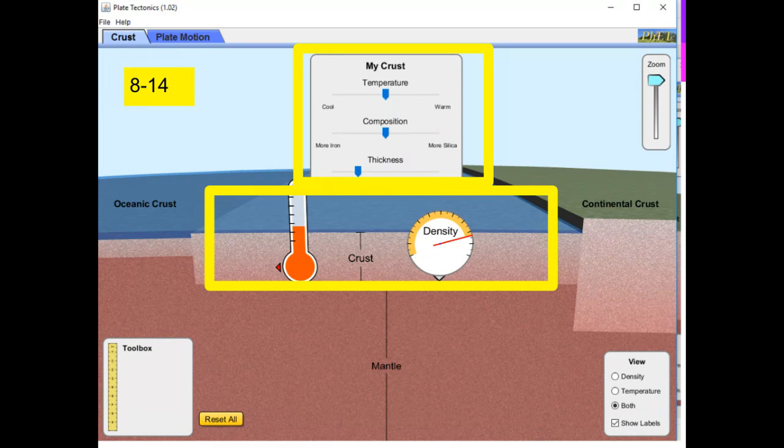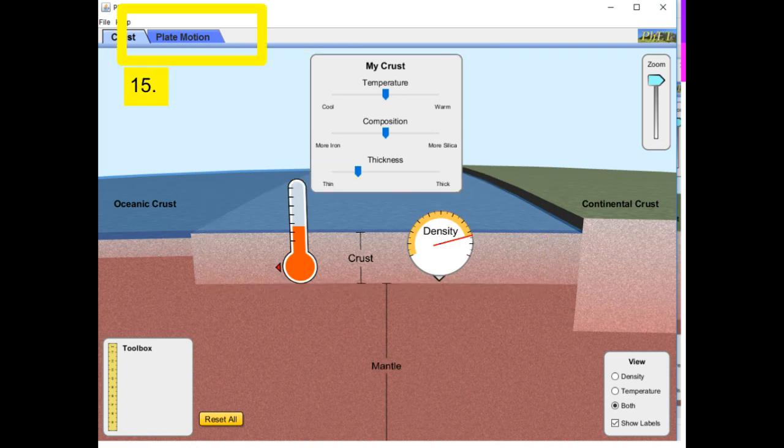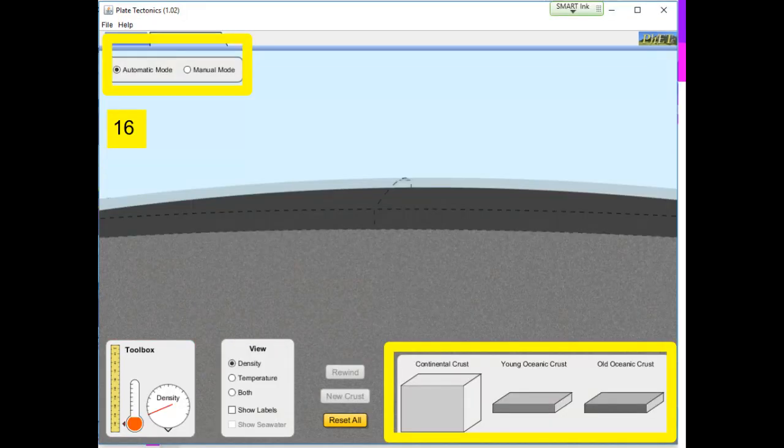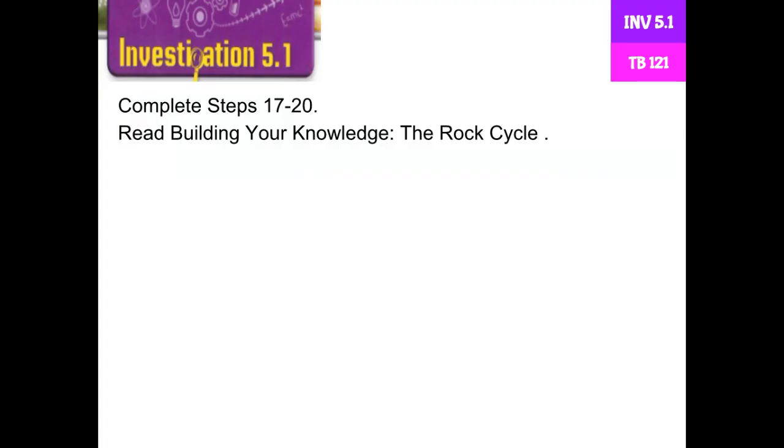And then you can move those tools up to the crust for questions 8 through 14. So you can monitor the temperature and the density of the crust as you manipulate the temperature and the thickness and the composition. For number 15, you're going to move on to the plate motion part of this. And then looking at what happens when there's continental crust, oceanic, or old oceanic and new oceanic crust. And then steps 17 through 20 are finishing up your lab.